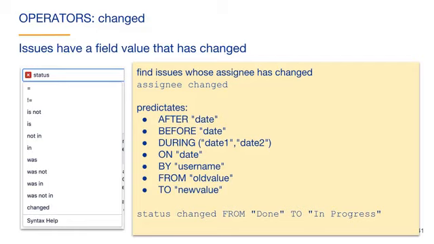The final operator that we will discuss is the changed operator. This is used to find issues that have a field value that has changed. For example, this query finds issues whose assignee has changed since the issue was created. The changed operator also has predicates that can be added in order to narrow the returned issues. In addition to the predicates that we saw related to the was operators, the changed operator adds from and to predicates. This example finds issues whose status changed from done to in progress at some point in their history.